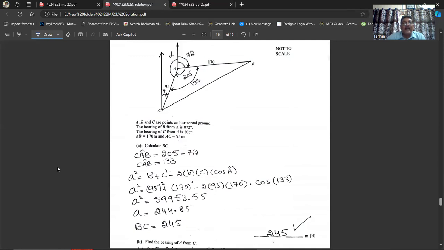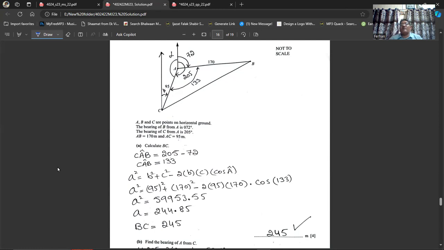Okay, so here we have. The bearing of the B from A is 72. The bearing of the C from A is 205. So the angle between the AC and the AB will be 205 minus 72. So the angle CAB will be 133. So in the triangle ABC, I know the angle CAB, that is 133.